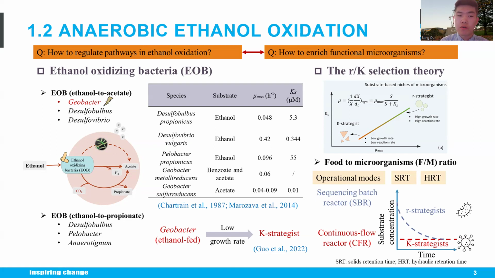In practical application, we could regulate operational modes, SRT, and HRT to modulate the F/M ratio in the system. For example, in a sequencing batch reactor, or SBR, there is a nutrient gradient. Substrate concentration will decrease with time, so both r and K strategists could be enriched. And the substrate concentration in a continuous flow reactor, CFR, is continuously low, which is beneficial to K strategists. Thus, we can regulate operational parameters to enrich specific organisms and regulate the metabolic pathway.